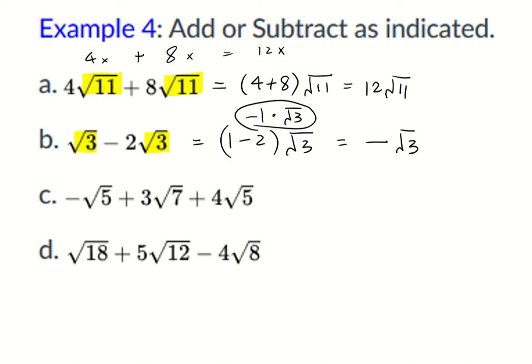Now let's look at C. In C, there are 3 terms, or 3 radicals. Negative square root of 5, 3 square root of 7, and 4 square root of 5. And you can see the first term and the last term, they're like radicals. We can combine them. So combining like radicals, we have 3 square root of 5. And then let's write down the leftover term, plus 3 square root of 7.